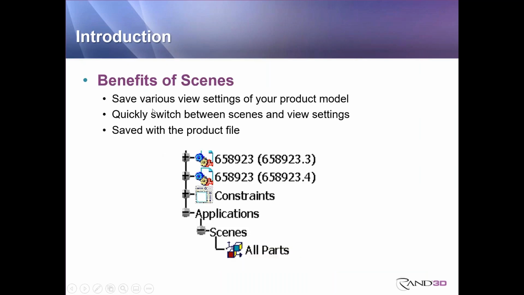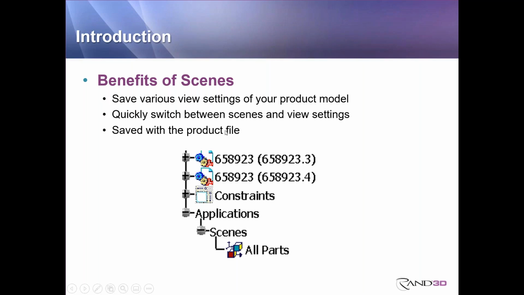So, benefits of scenes: save various view settings in one product model. So we can have an exploded and a fully assembled look all within one model. We don't have to have 2 separate assemblies to control that, and if you modified one, you have to remember to go back and modify the other. With scenes, it's all in one location. We can quickly switch between our scenes whenever we need to. And it's all saved in the product file.